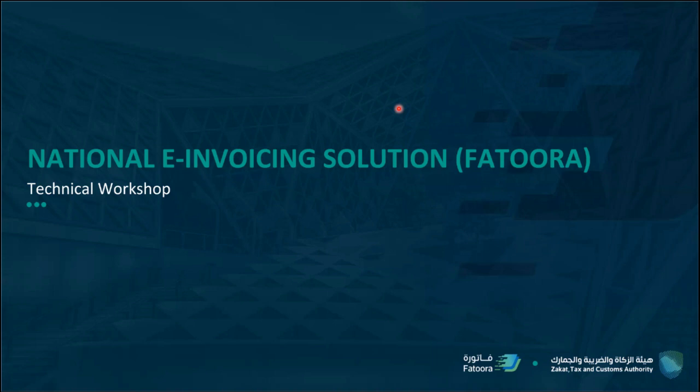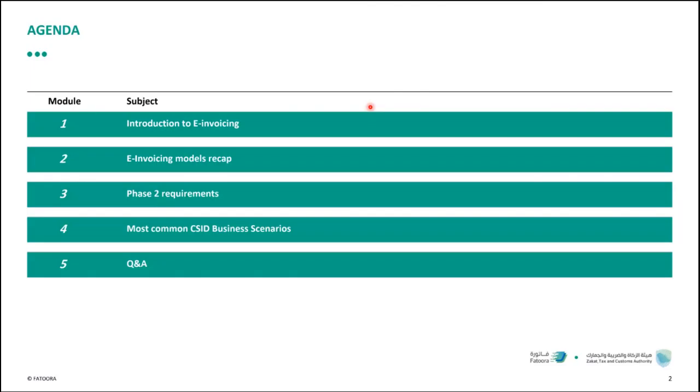This is the technical workshop for Fatoorah, and we're focusing more towards phase 2 of the invoicing solution. In today's session, we're going to cover 4 main topics, and I'm going to give some room for questions and answers. First of all, we're going to have a quick introduction to e-invoicing, and then we're going to look at the 2 different models of e-invoicing, and then the requirements of phase 2, which is the subject of today's technical session. Finally, we're going to look at the most common CSID business scenarios, and then give room for questions and answers.